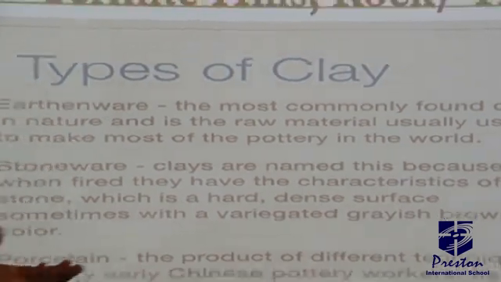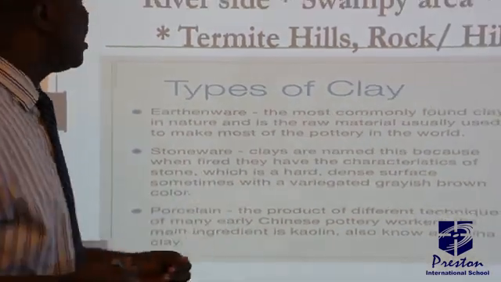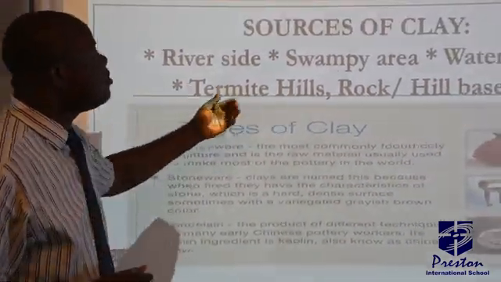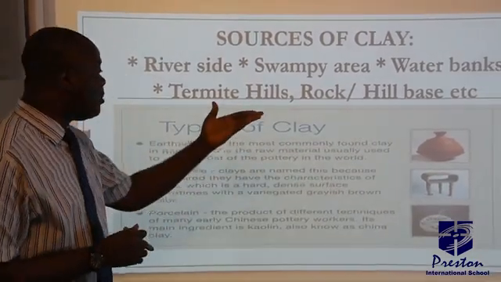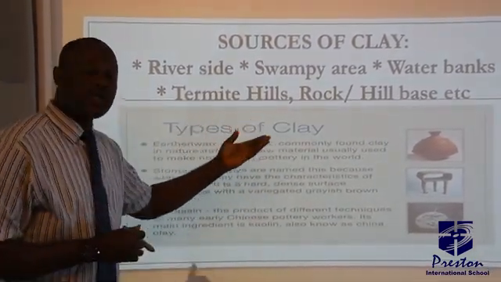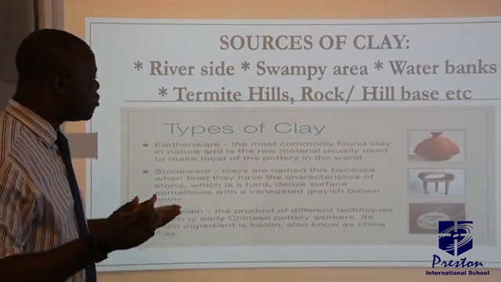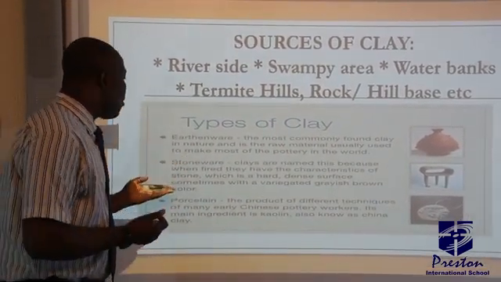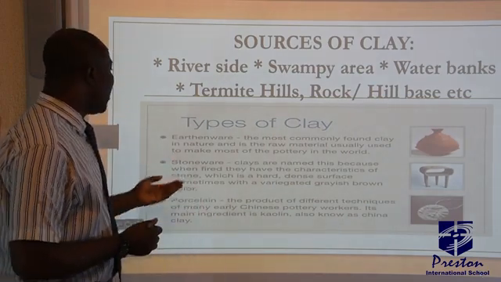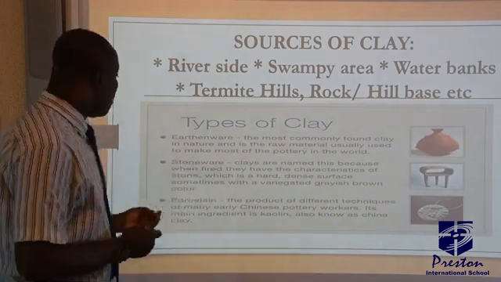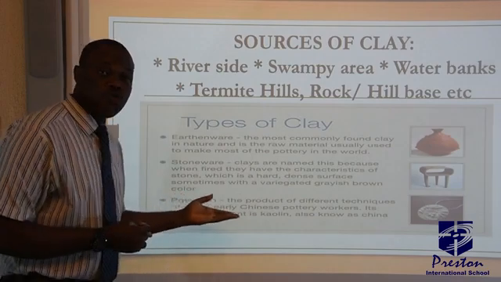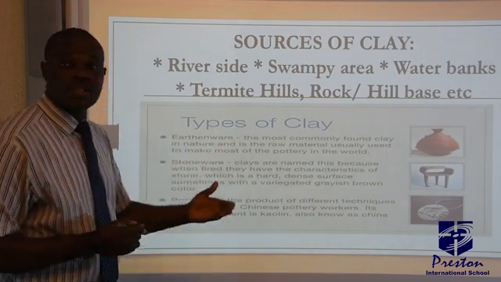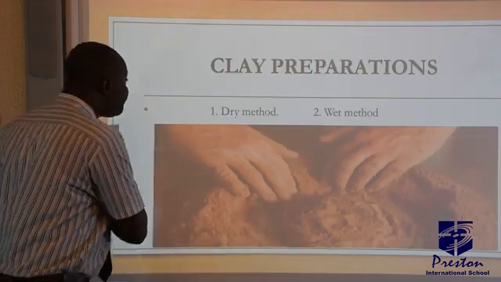What are the sources of clay? That is, how do we get our clay? We can get clay from riverside, swampy areas, water banks, termite hills, rocks, and the rest like that. So what are the types of clay? We have what we call earthenware, then stoneware, and we also have porcelain. These are the three types of clay that we'll be discussing more in our Google class.